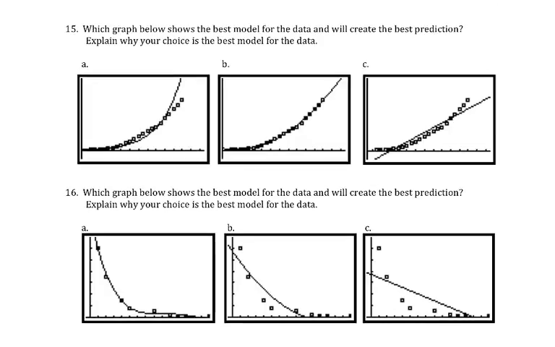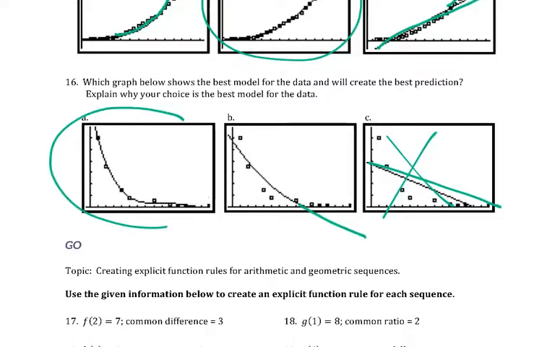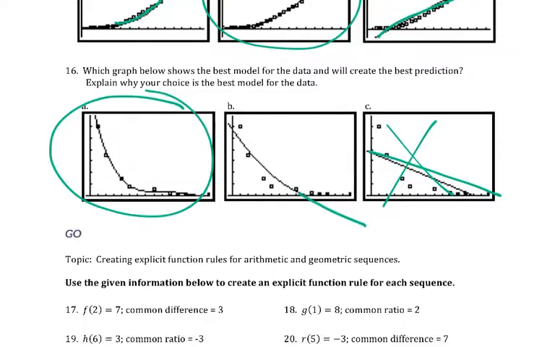Okay, 15, same idea with exponential. Once again, a linear wouldn't work because this is going up this way. This one shoots up too soon, so it would have to be B. And 16, definitely looking at that, it's definitely not linear. This one kind of goes down a little too far. It looks like A would be the best. Okay.